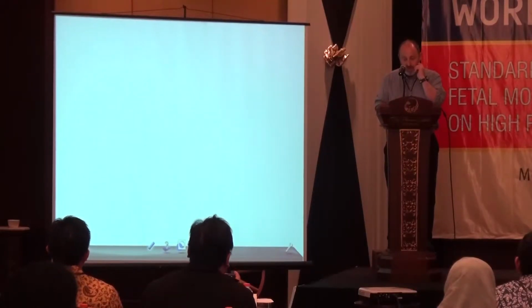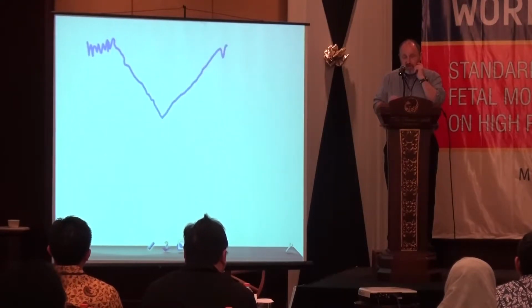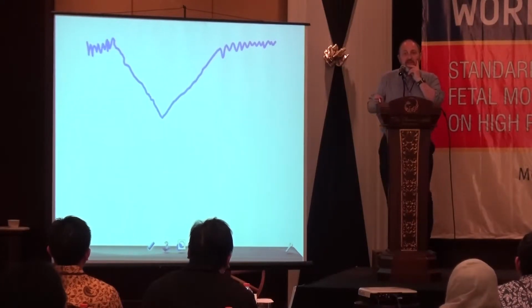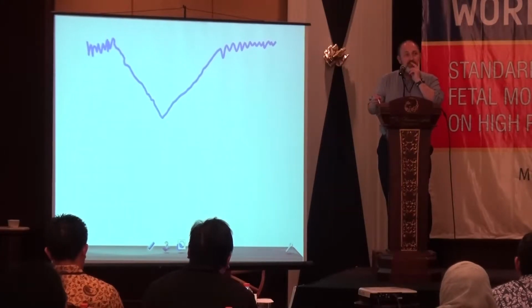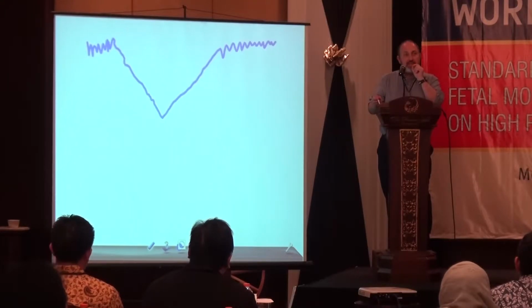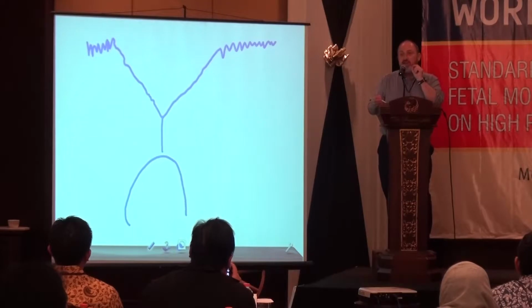But you can also have a deceleration that looks like this: gradual onset and a gradual recovery. That doesn't have a U-shaped base, does it? It tends to have a much sharper V-shaped base. So we need to make sure that we can differentiate why this might be an early and not a variable, for example.